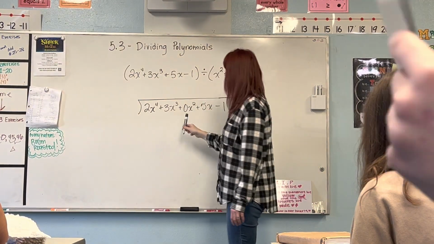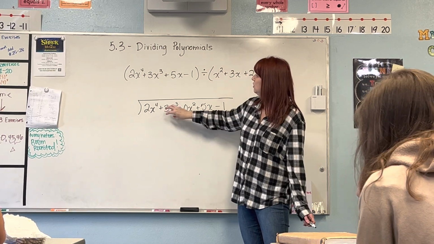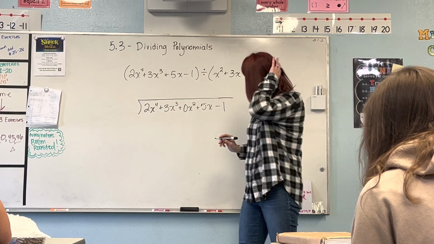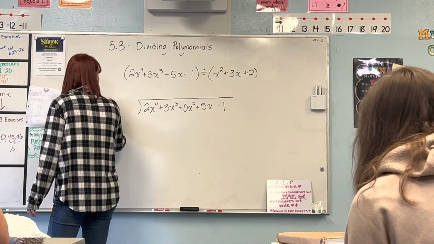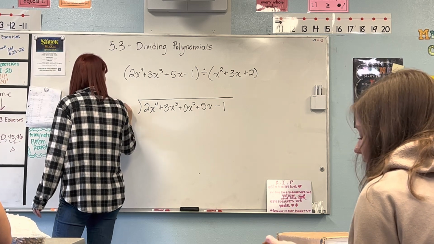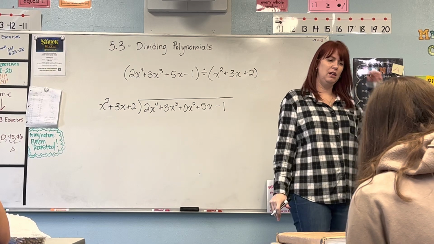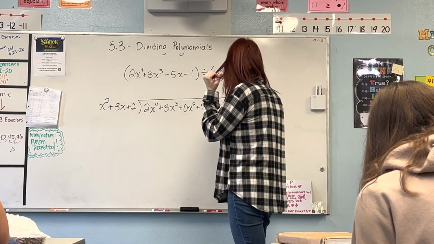Minus 1. So if we were missing both of these, we'd have to fill in 0x to the third, 0x squared, okay? Over here, I think you can get away with not filling in a placeholder, but it's still good to do. It'll help you keep things aligned, okay?